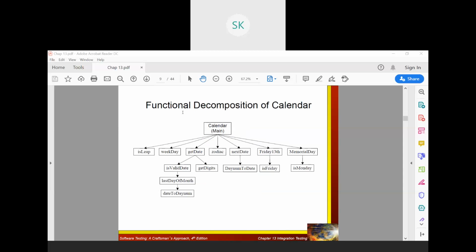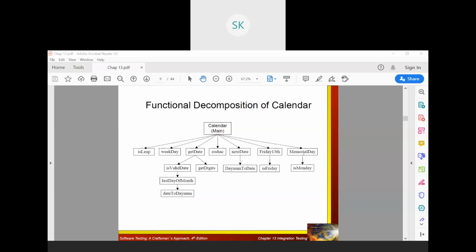Next, this decomposition is nothing but top-down decomposition. Under calendar main you have listed several functions. One is leap year, another is weekday, get day. With respect to get day, you need to get the digits as well as check for a valid date or not. If the date is valid, you need to get the last day of the month. Once that is done, you get the date of the day number. Zodiac will function separately. For next date, the day with respect to the date should be displayed, and the next date should be displayed there. For Friday the 13th, you need to check whether it is a Friday.